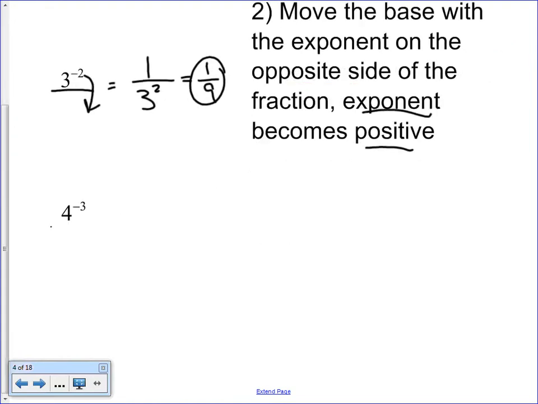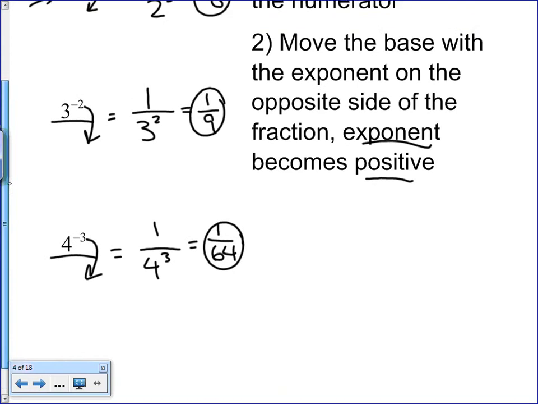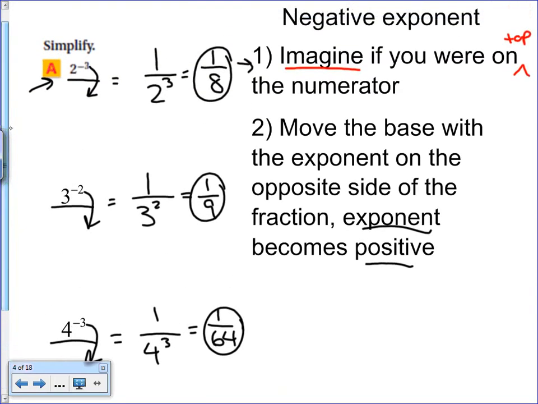Last one here, 4 to the negative third. Again, imagine you're on top of a fraction. I have to move it to the bottom and make the exponent positive. So 4 to the positive third power, with that 1 on top. And 4 to the third power, 4 times 4 times 4, will give me 64. So 1 over 64. You might notice that whenever you just have a number to a negative exponent, it turns into a fraction with a 1 on top.